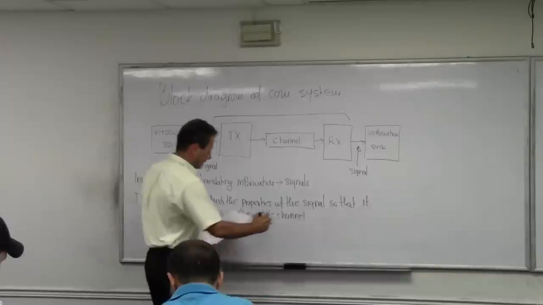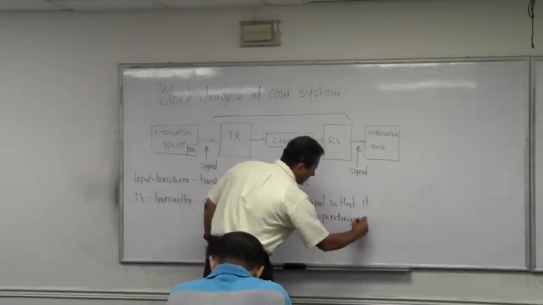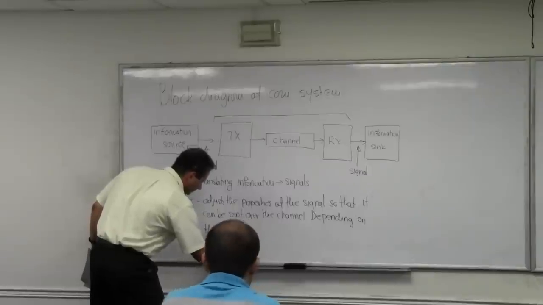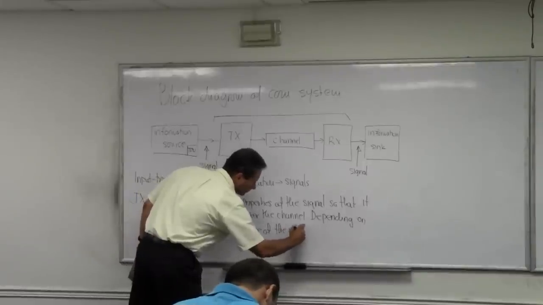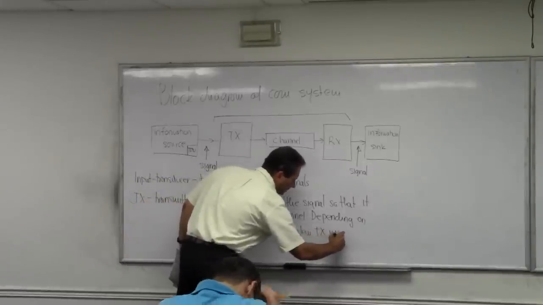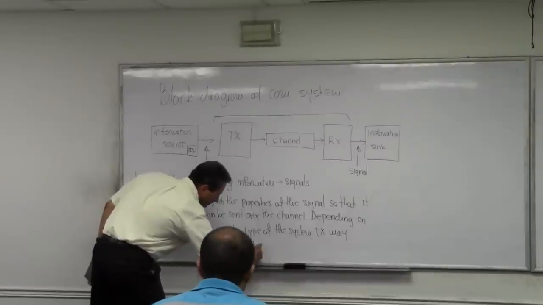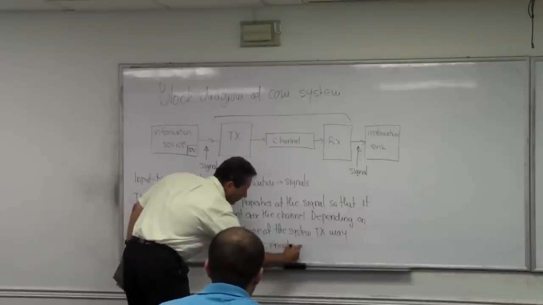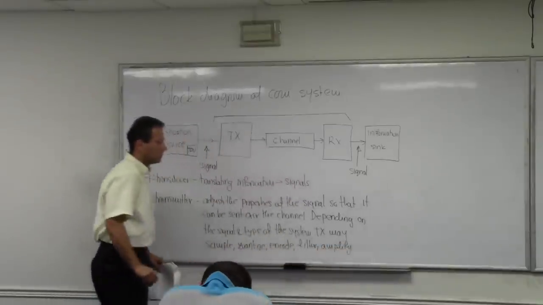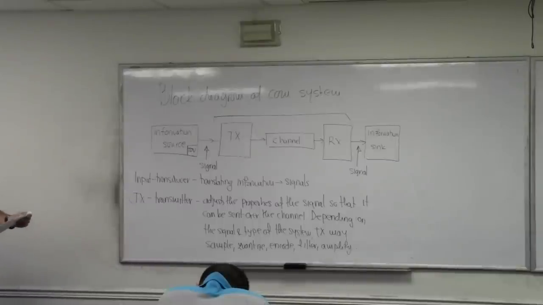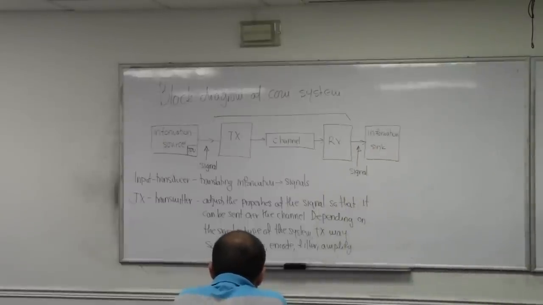So I guess, depending on the signal and type of the communication system, the transmitter may sample, quantize, encode, filter, amplify, and so on, right? We'll lose some of these tasks when we start talking about modulation, demodulation, and so on. So these are two blocks. Let's take a look at the channel.